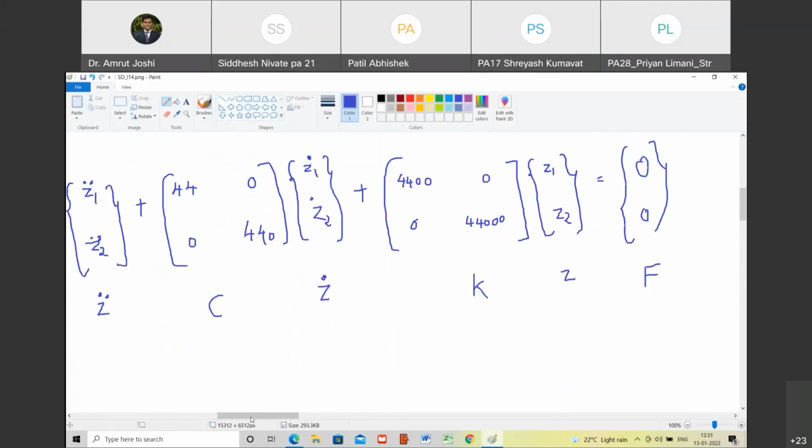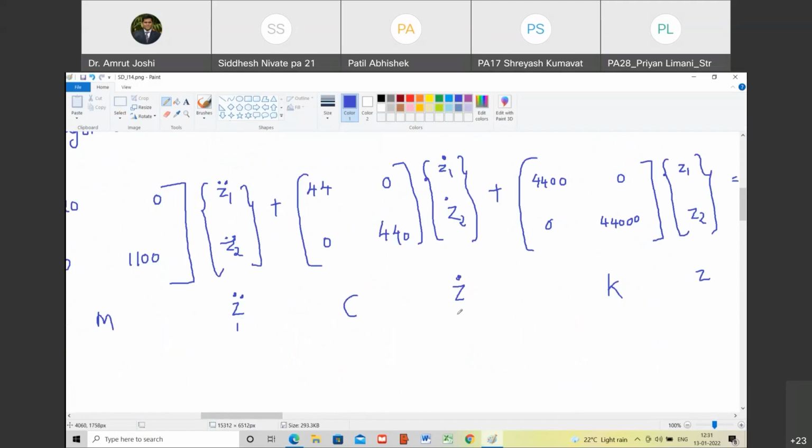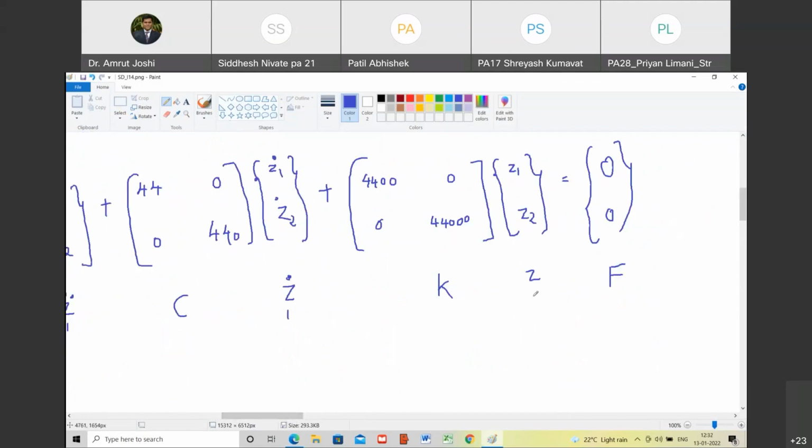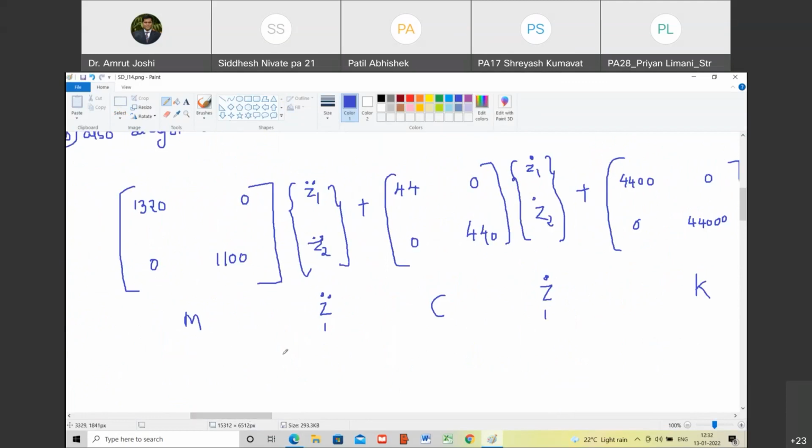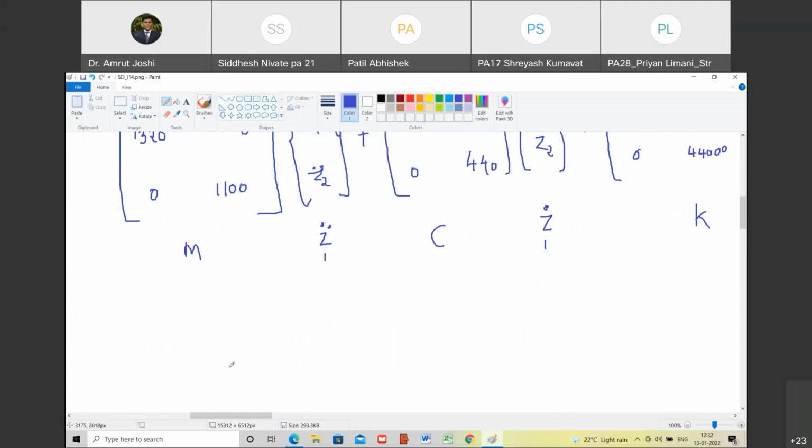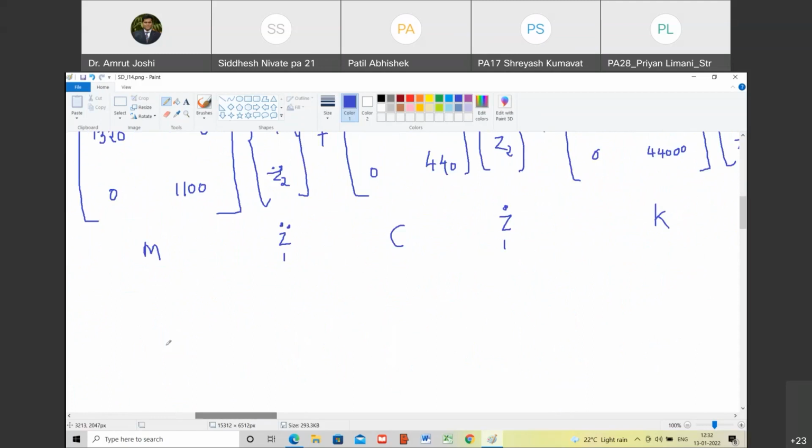Which of these are functions of time? So this and this, these are functions of time, whereas M, C, K are constants. Do you agree with me? Yes, sir. Okay. Now, is this enough? No. Now I have to write down the boundary conditions.